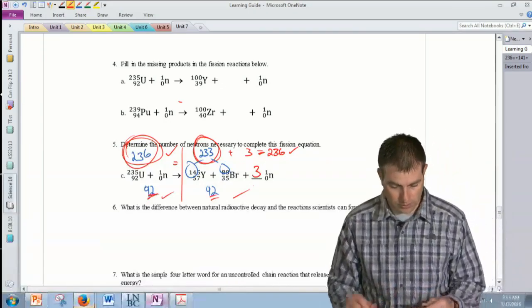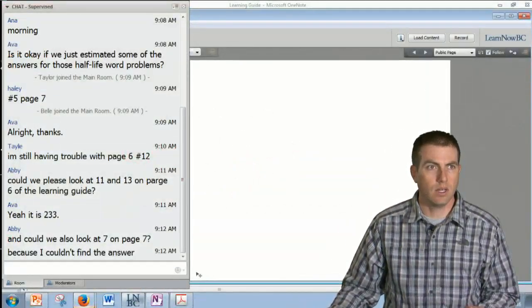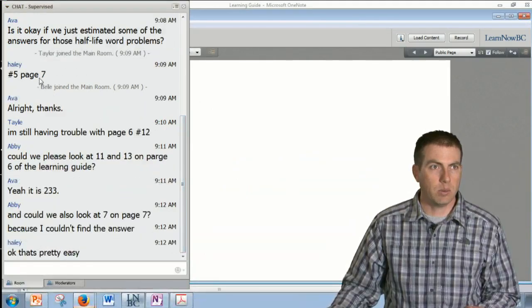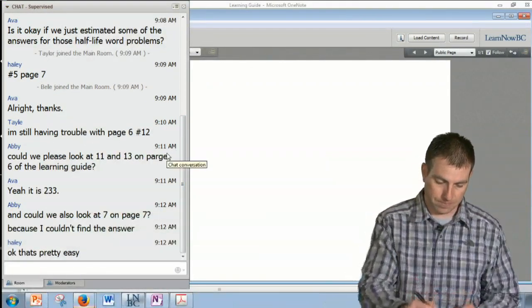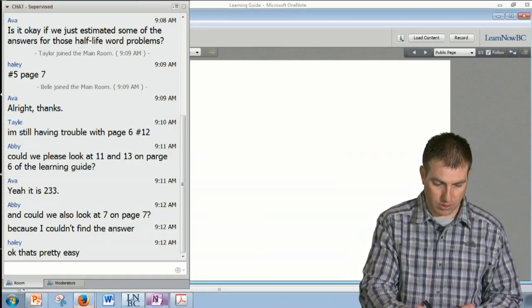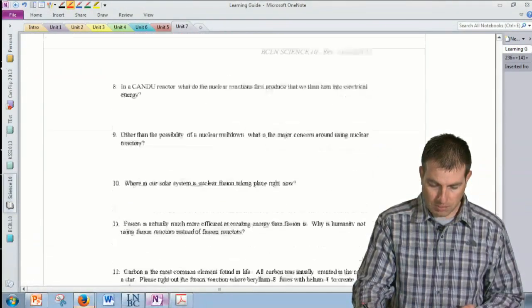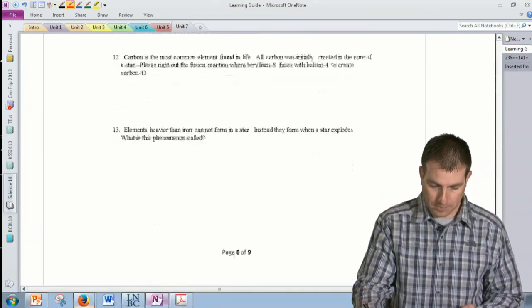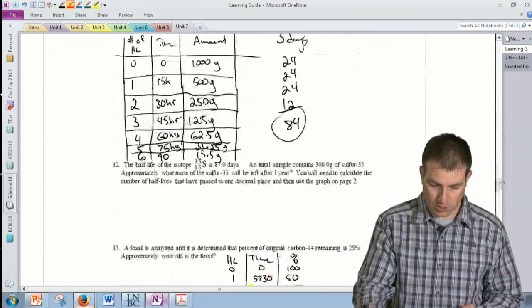A couple more questions came up here. What do we have? Number 5. I'm still having troubles with 6, number 12. All right, let's do that. And then 11 and 13. Page 6, number 12.